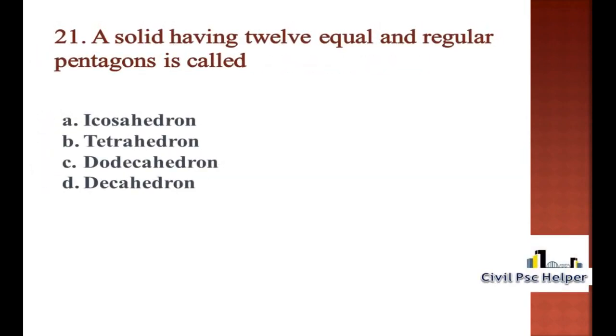21st question. A solid having 12 equal and regular pentagons is called option A icosahedron, option B tetrahedron, option C dodecahedron, option D decahedron. A solid having 12 equal and regular pentagons is called dodecahedron. Option C is correct.